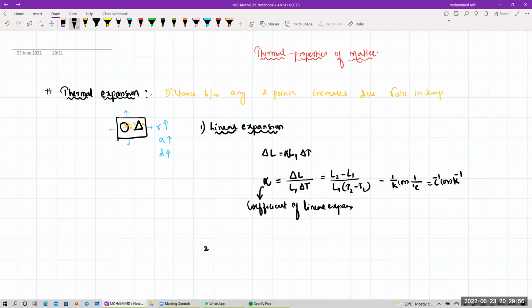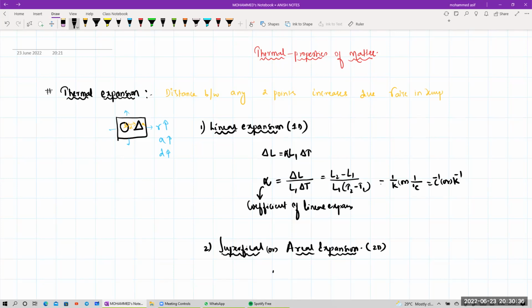And one more term is superficial expansion, or we also call it areal expansion. Areal expansion. That means expansion in what? Two-dimensional bodies. Linear expansion means expansion in one-dimensional bodies.